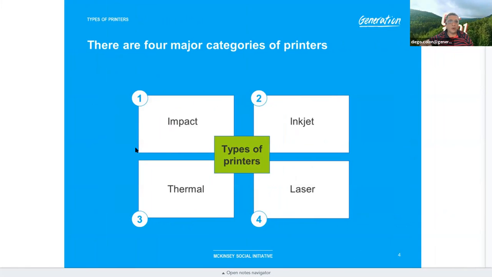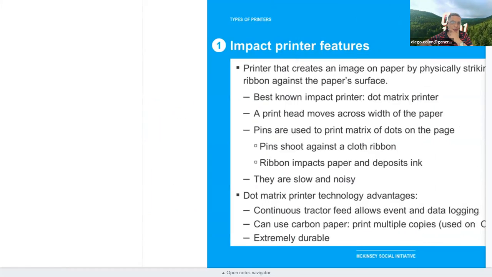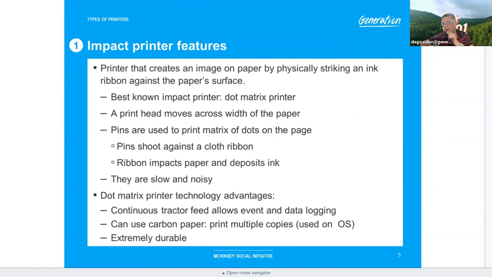All right, as we mentioned a moment ago, we have your impact, your inkjet, your thermal, and your laser. Those are your four major categories. When your impact printer, you have here, Marcus, help me out, please. You can read this slide for me.